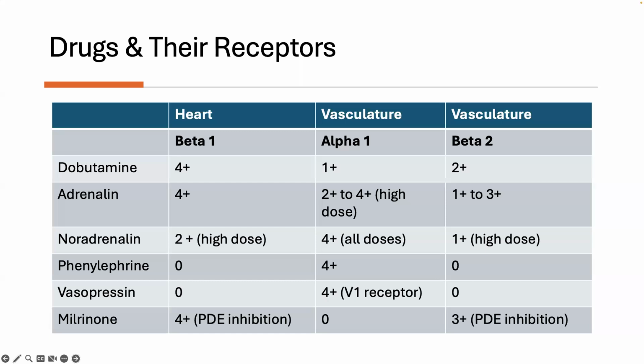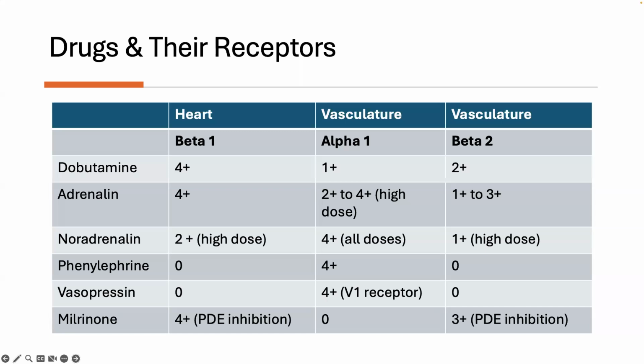At high doses, it starts getting some beta-1 activity, so it will start stimulating your heart. And it also starts getting some beta-2 activity. So what you'll find is that the vasoconstriction that you get with noradrenaline will increase in a linear fashion up to a point where you start stimulating your beta-2 receptors, and then you'll start seeing some dilatation come in at that stage. Phenylephrine is a pure alpha-1 agonist, so it's a pure vasoconstrictor, as is vasopressin.